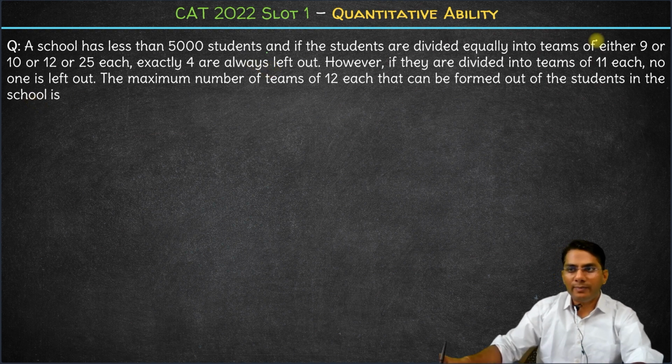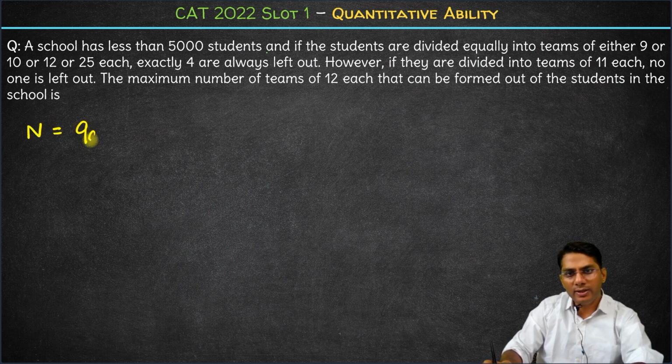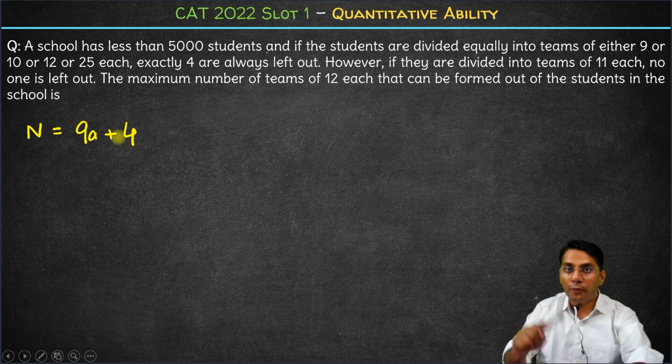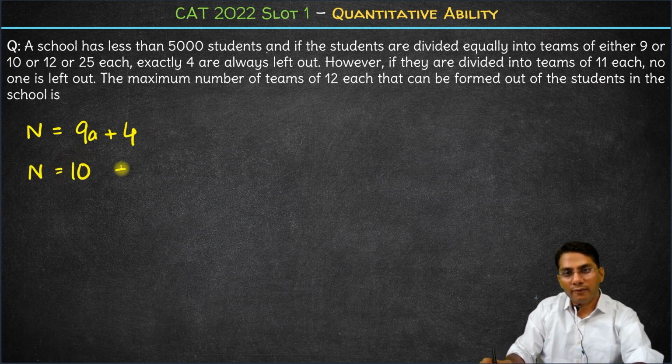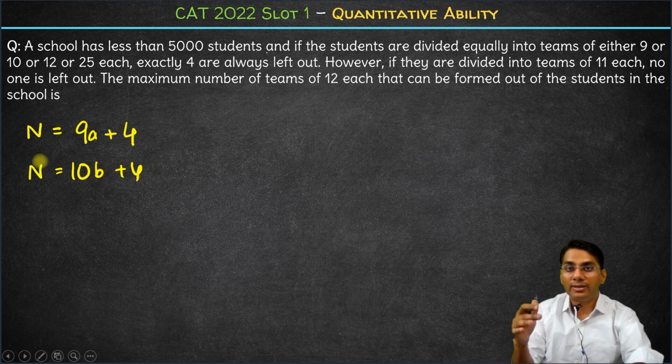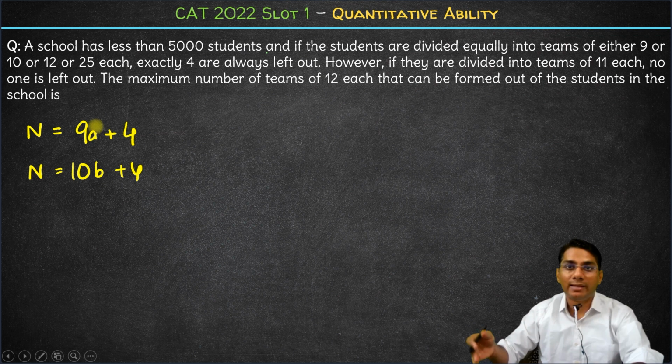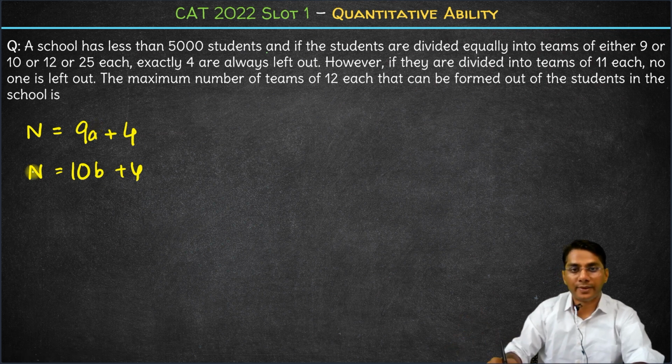Okay. So if you divide by 9, 4 are left out. That means the number of students, which is let's say n, is of the form 9a plus 4. It is 4 more than a multiple of 9. Similarly, when divided by 10, again it leaves a remainder of 4. Hence, the number is also of the form 4 more than a multiple of 10, so 10b plus 4. If you remember, this is LCM model 1. Different divisors are leaving the same remainder, right?